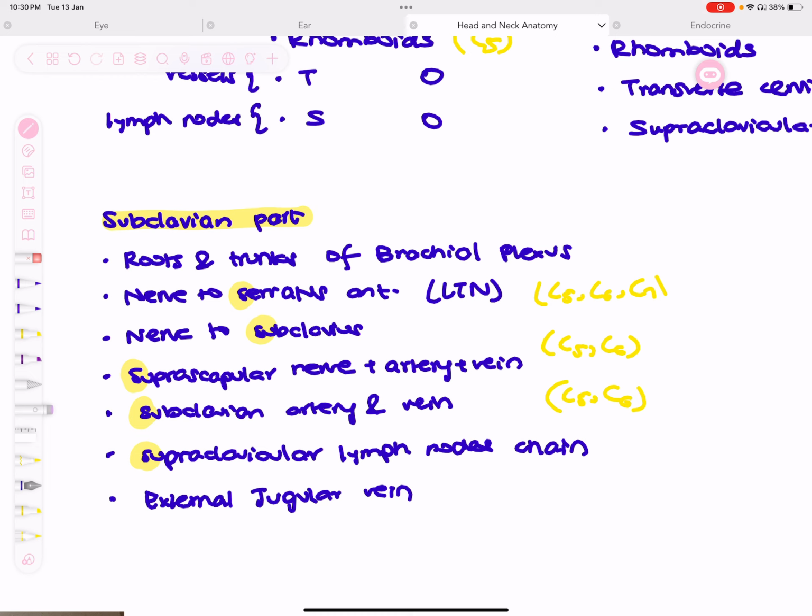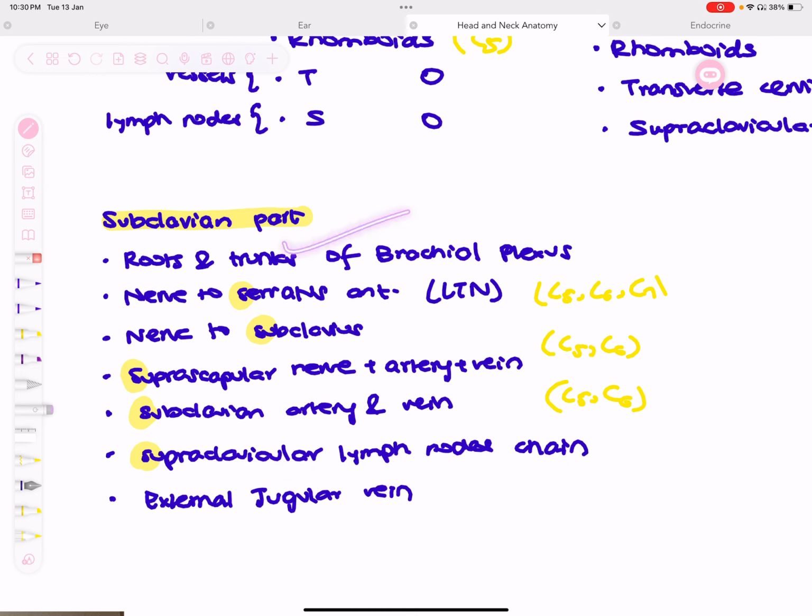Then you have nerve to serratus anterior, which is the long thoracic nerve, and if this is damaged, it can cause winging of the scapula. You have nerve to subclavius, suprascapular nerve, subclavian artery. Remember, I already told you nerve, artery, and vein, everything suprascapular. Very important. Then you have subclavian artery and vein. How could we forget that? And supraclavicular lymph nodes again here. So these three are very easy, and then you have external jugular vein.